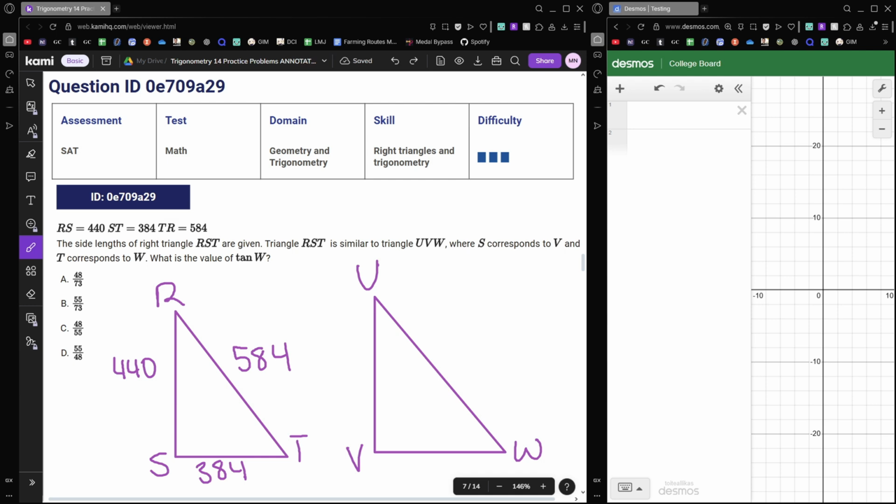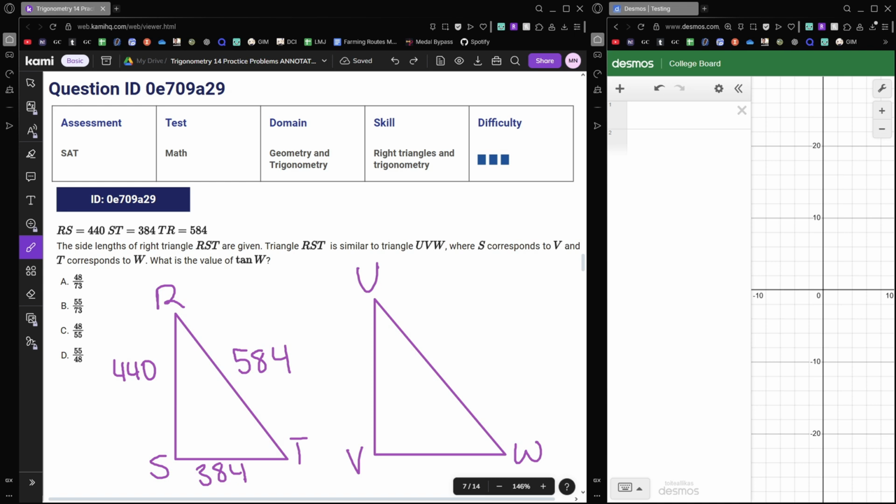Then we note that angle S corresponds to angle V, so I put them in the same spot. And then angle T corresponds to angle W, so I put those two in the same spot as well. What is the value of tan of W? So in SOHCAHTOA, tan is TOA, which is opposite over adjacent.